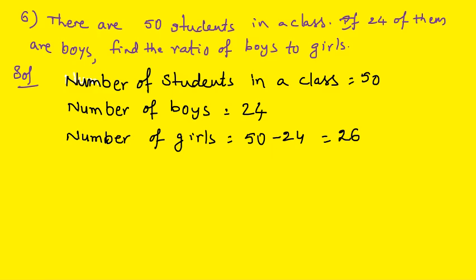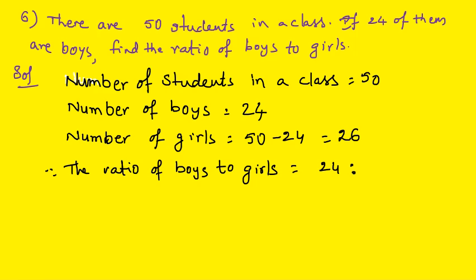Now we can find the ratio. Therefore the ratio of boys to girls, what is the order? Boys to girls is equal to, first the boys number 24 is to the girls number 26. 24 is to 26, which is not in the simplest form. We can cancel with the 2 table. 2 12s are 24 and 2 13s are 26. So the final answer is 12 is to 13. 12 is to 13 is the ratio of boys to girls.